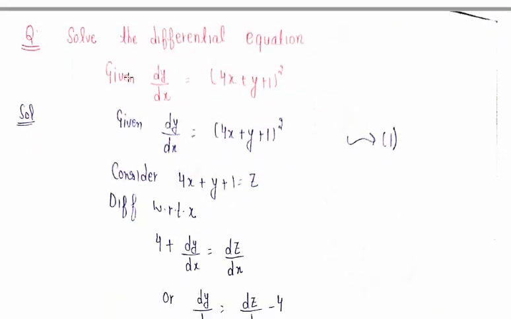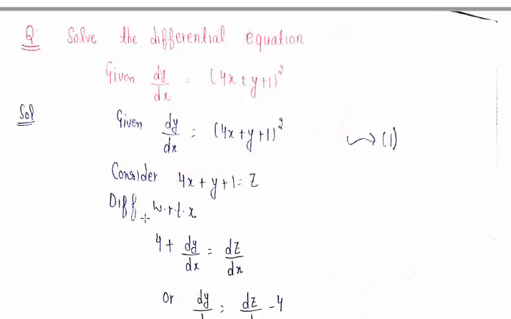One more problem. Solve the differential equation given dy over dx equals 4x plus y plus 1 whole square. Now from this, we can check that we cannot directly separate the variables of x and y. So here we use the concept of substitution because this is a linear factor. We put this factor equal to z.